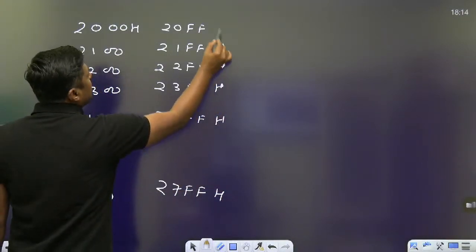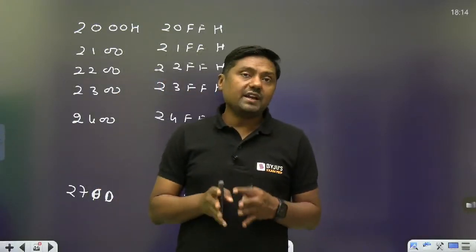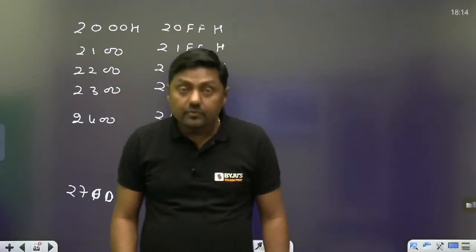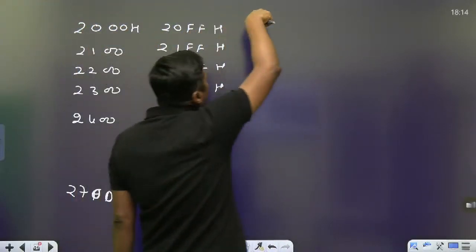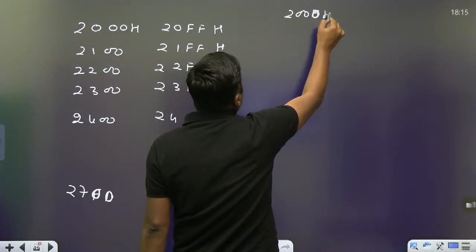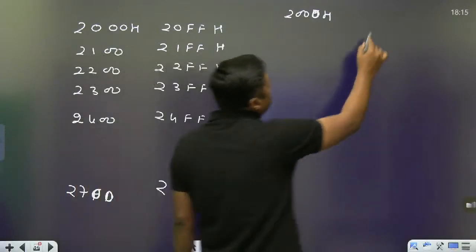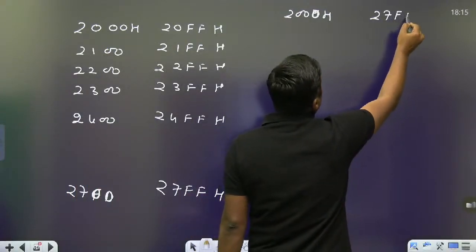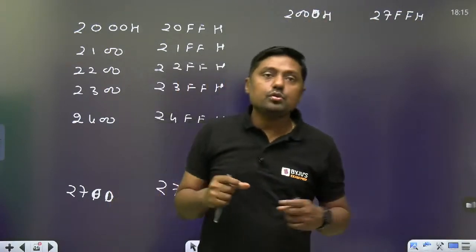Why? Because 3 pins are not defined, so we have a total of 8 address ranges. So what will be the objective question? They will ask, what is the first address range for that? So this is 2000H. And what is the last address range that is possible? You can say 27FFH.